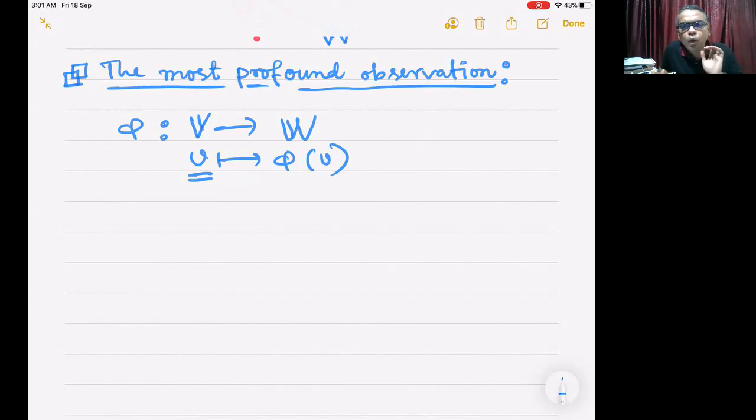However, when it comes to linear maps, you can get away with not specifying phi at all the points of this space V. Instead, if you specify what this map phi does on a basis, then you're actually done. You don't trust me? Let's see.